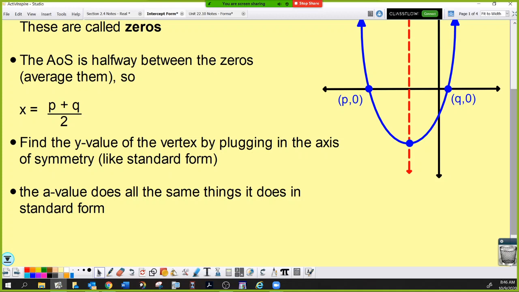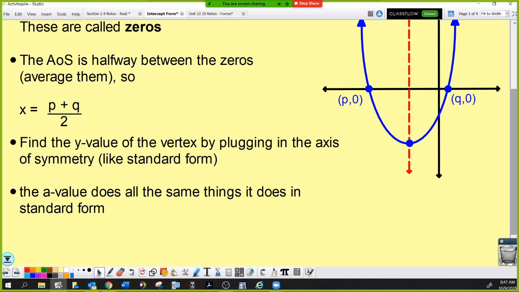So how do you recognize vertex form? Vertex form is recognizable because it has a single set of parentheses squared. How do you recognize standard form? Standard form has no parentheses. How do you recognize intercept form? It'll always have 2 sets of parentheses. So 1 set of parentheses squared, vertex. No parentheses, standard. 2 sets of parentheses, intercept. That's how it is, and I just need you to memorize that.